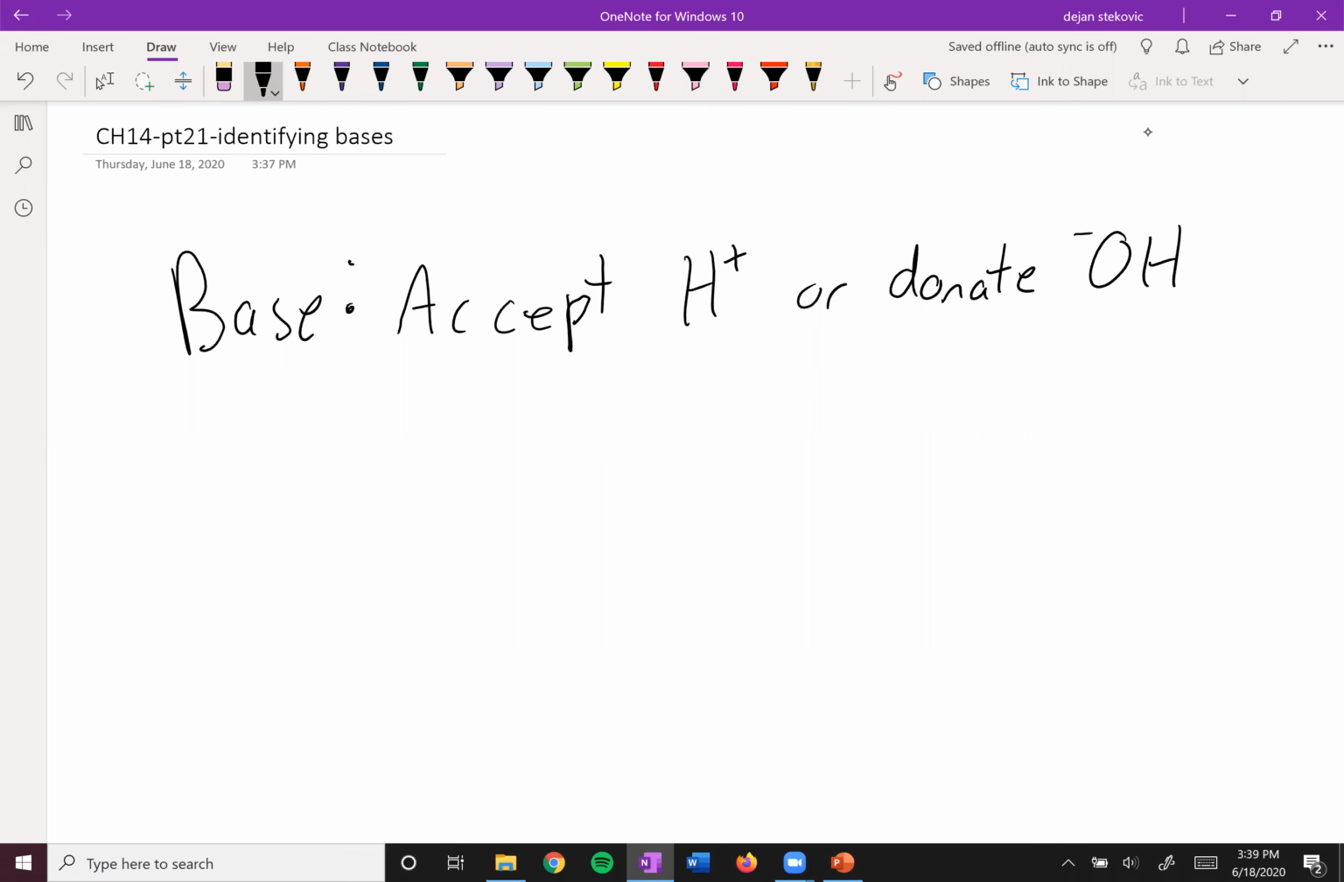All right, next up, we'll take a look at identifying bases. So bases will either accept H plus or donate hydroxide, right? If they're donating hydroxide, that hydroxide will then accept the H plus. So it's kind of saying the same thing. So the first thing you want to look out for is a hydroxide ion.